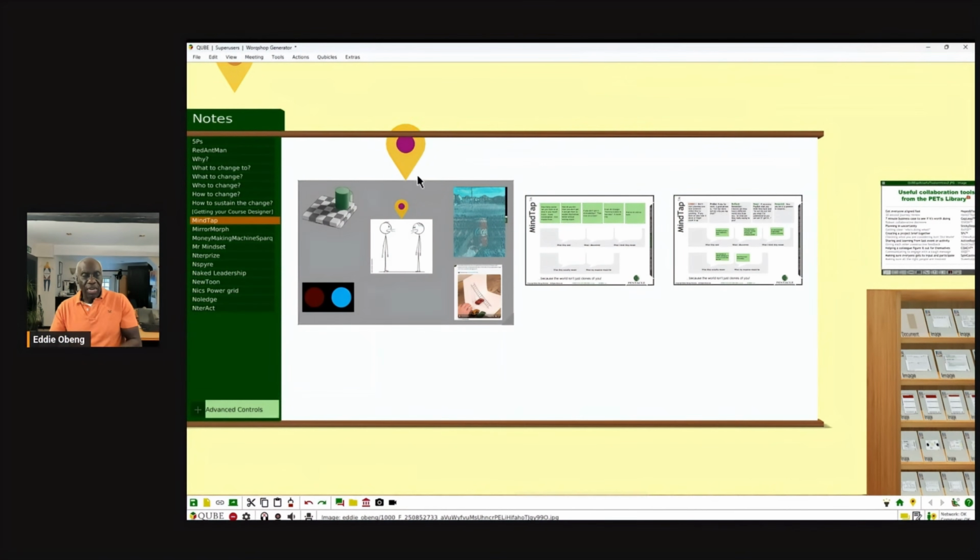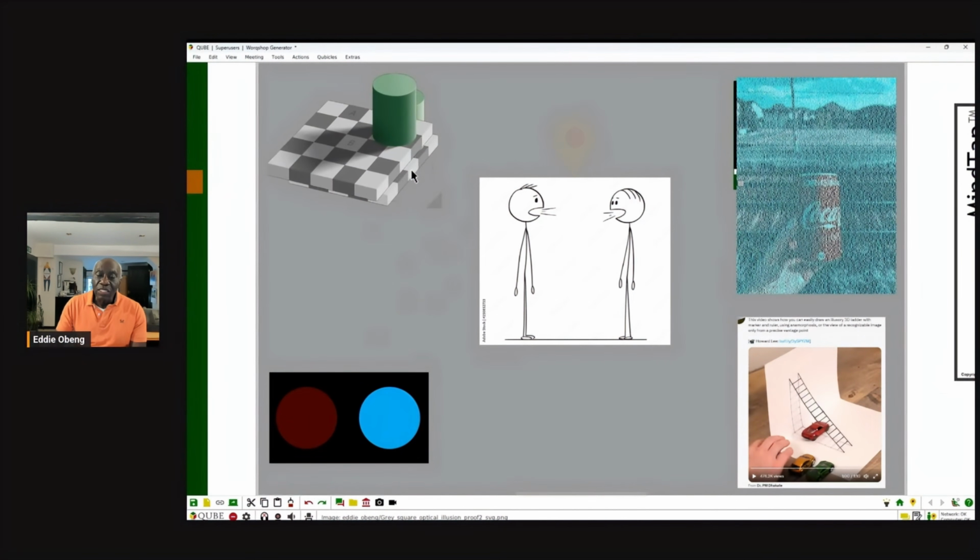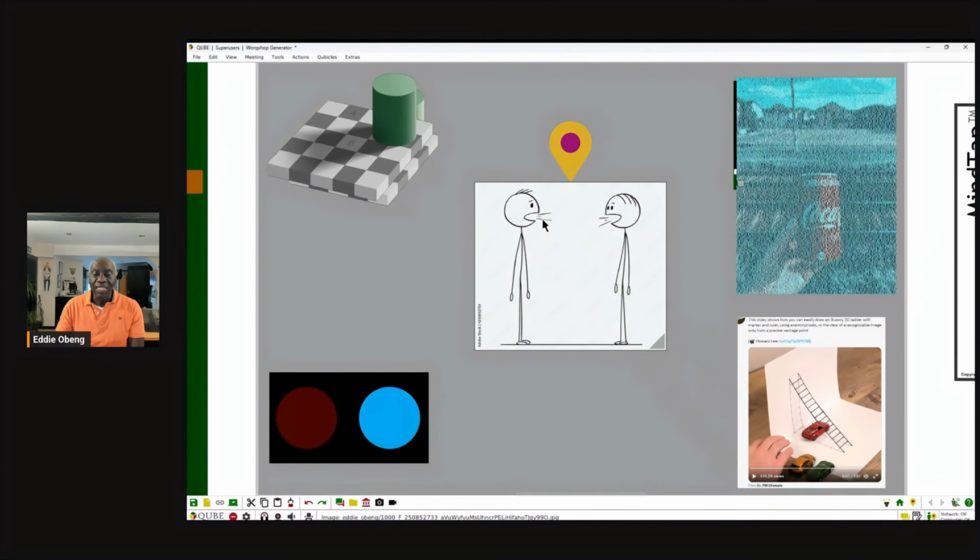I set up a page. So let's have a look. So this is supposed to be easy. Two people having a conversation. The downsides are, as you can see, they're both speaking at the same time.